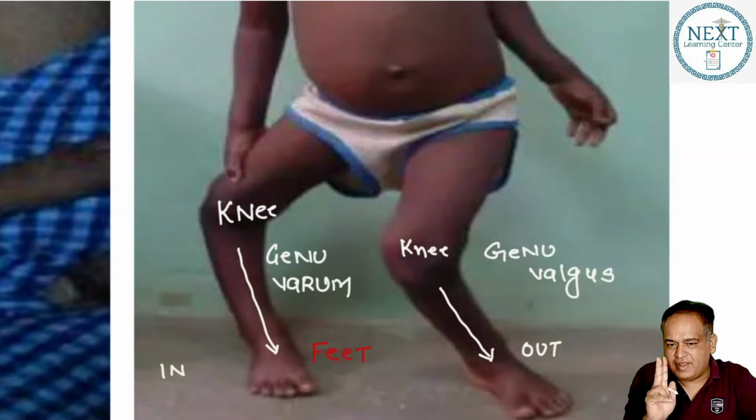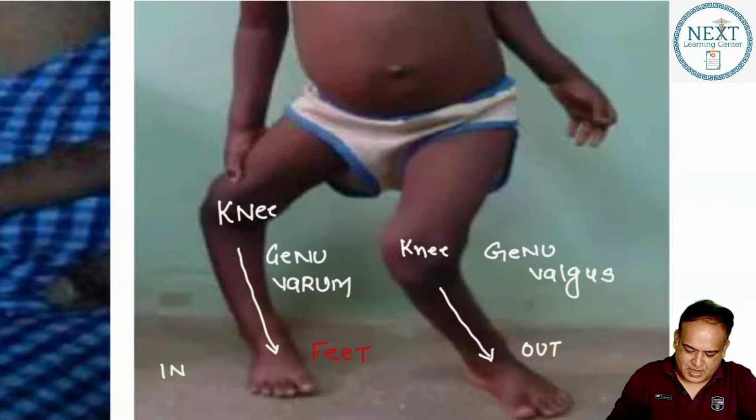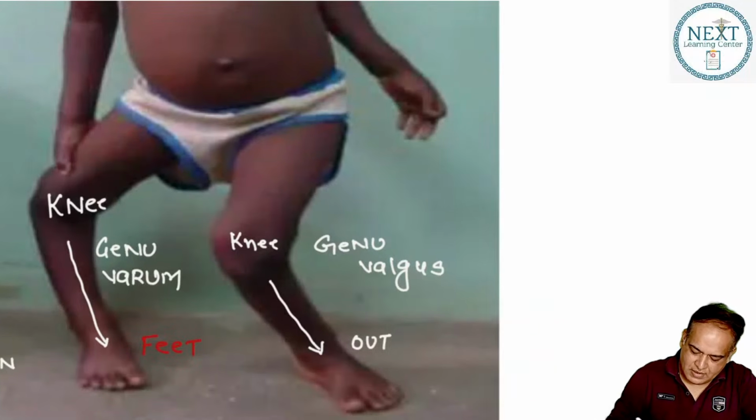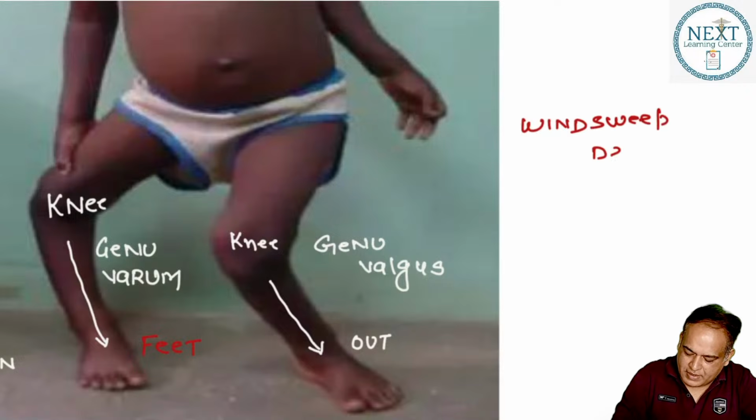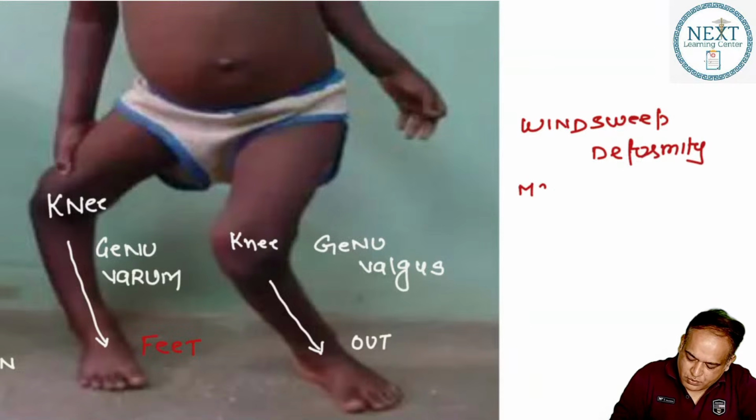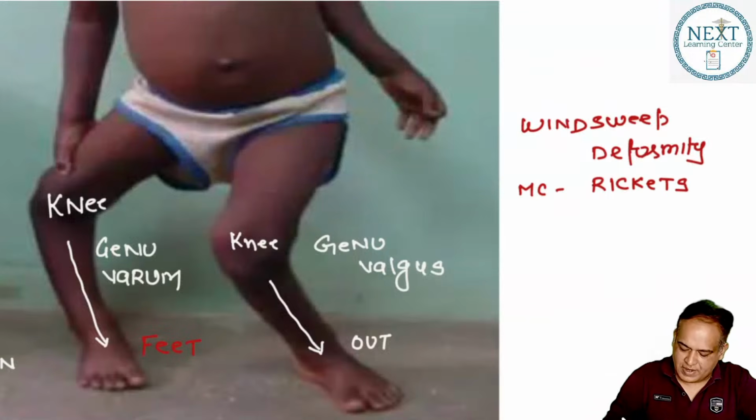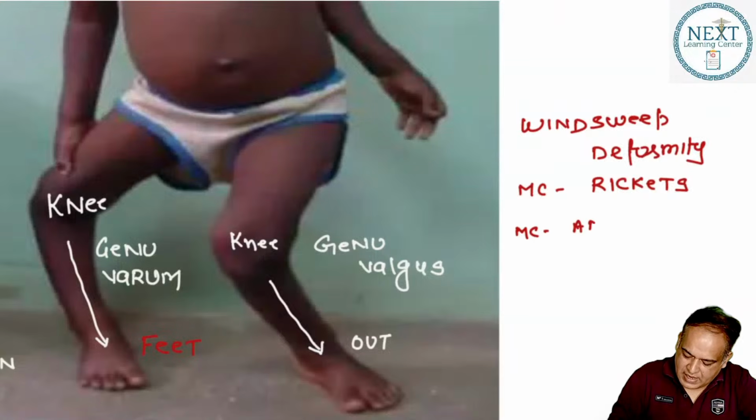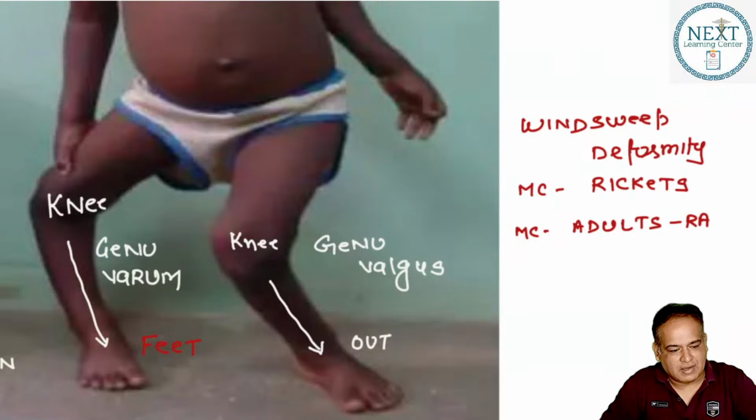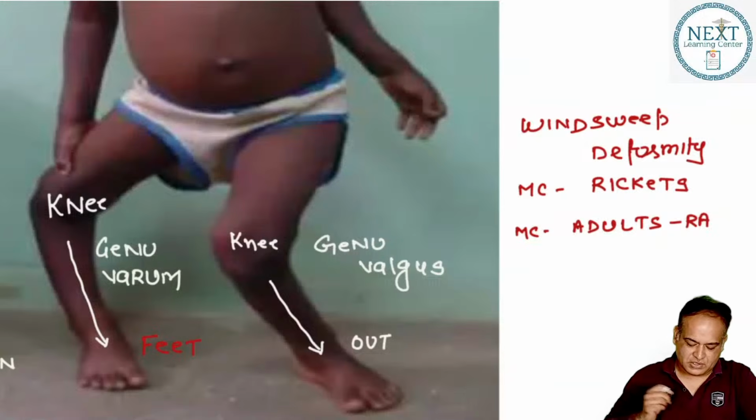So when two deformities are present in one patient, आपके एक ही patient में दोनों deformities हैं, right? What is that called? That is called windswept deformity. What question do they ask you? What is the most common cause? The most common cause of windswept deformity is rickets. What is the most common cause in adults? The most common cause in adults is rheumatoid arthritis. Windswept deformity: valgus in one limb and varus in the other limb.